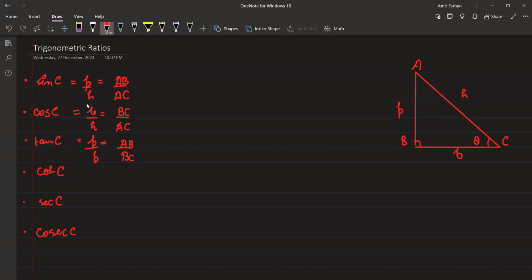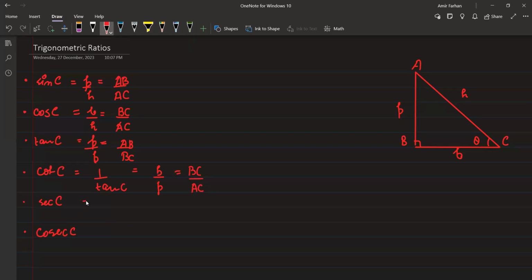Okay? Yes or no? At least answer me. Clear? And the remaining three ratios are nothing but the inverse of the first three. So cot is the inverse of tan, so 1 by tan C. If you inverse it, your B will go in the numerator and P will go in the denominator. Yes or no? Yes, sir. BC upon AC.